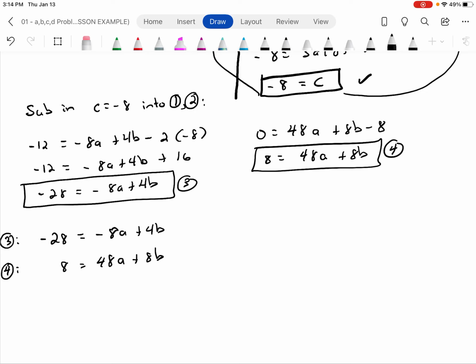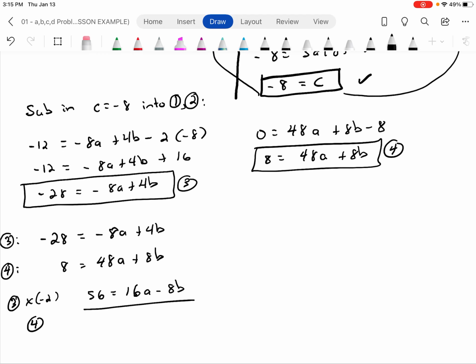A quick lesson on substitution and elimination. If you want to use elimination, what you want to do is match up one of these variables. And I'm going to look at the b's. You could do the a's just as easily. I'm going to take equation 3, and I'm going to multiply it by -2. I can multiply equations by anything I want, as long as I multiply both sides by the same thing. So I get 56 equals 16a minus 8b, and I'm not going to do anything to equation 4.